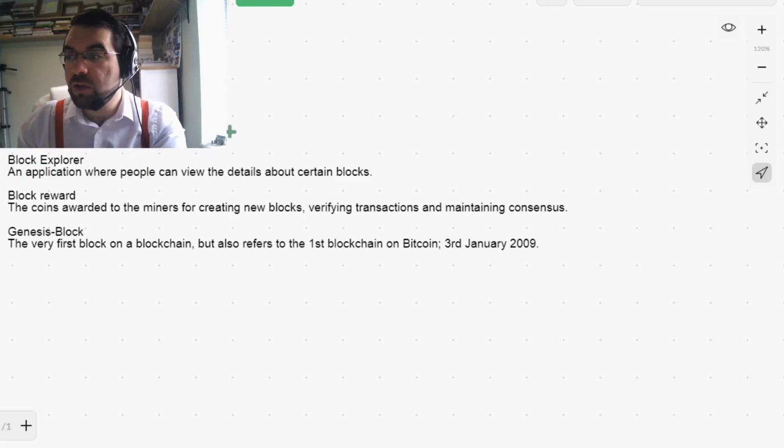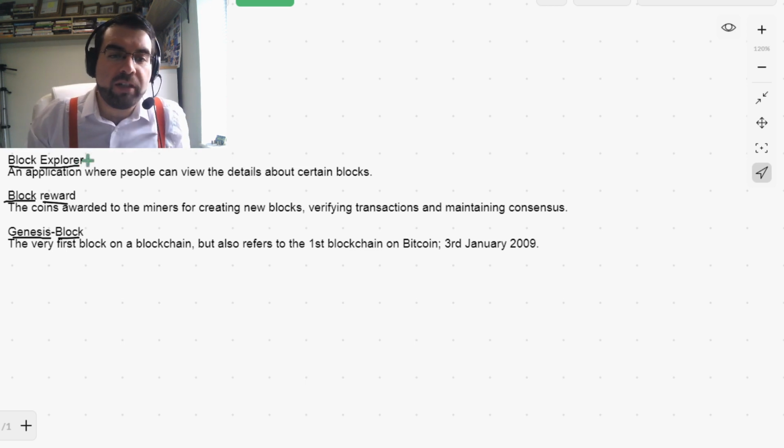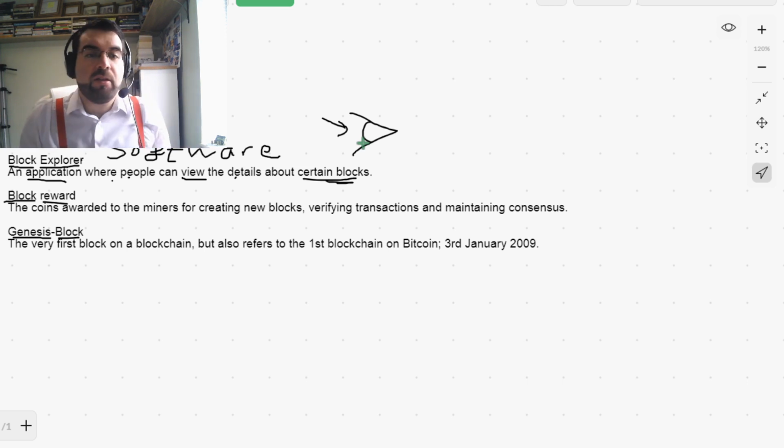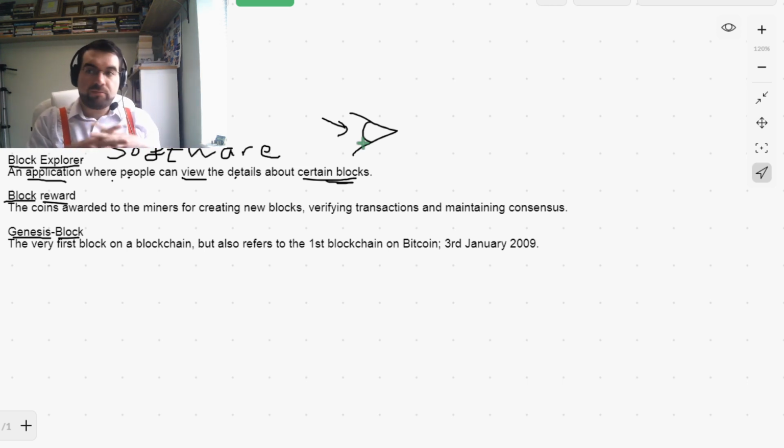Okay, so let's look at Block Explorer, Block Reward, and Genesis Block. The Block Explorer is an application or a software where people can view the details about certain blocks. They can view things, they can see stuff on the blocks. Makes sense. They can explore the block.